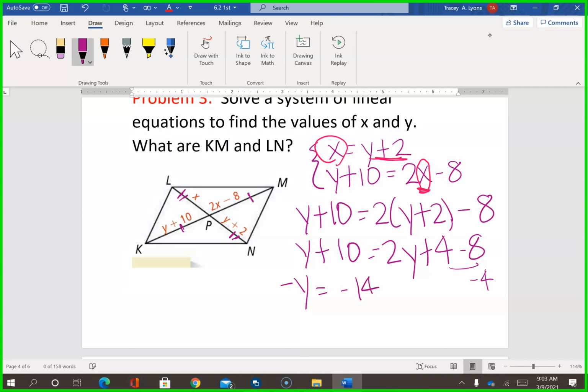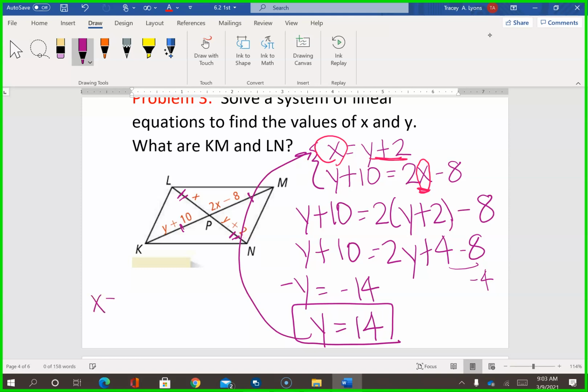Negative 4 minus 10 is 14. So y must be 14. Now we have to solve for x as well, so we substitute it back in. This is where you plug it back into that original one that we used. So x is going to be 14 plus 2, which is 16. So 16 and 14.